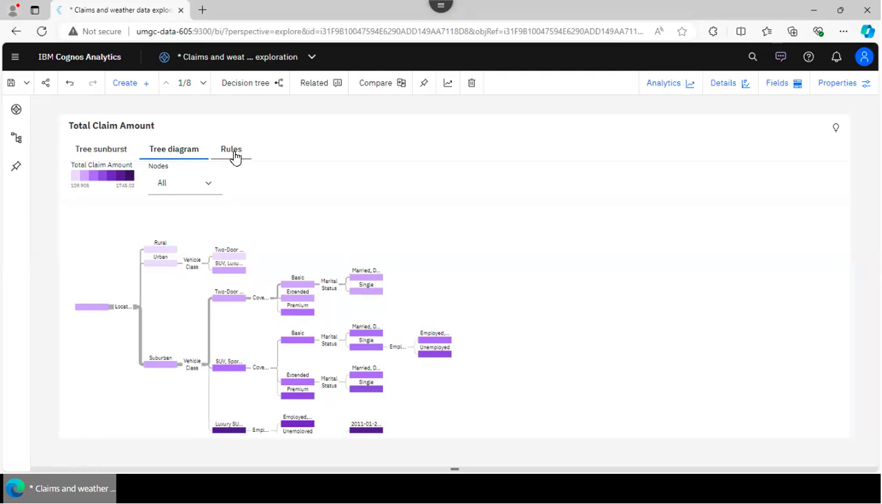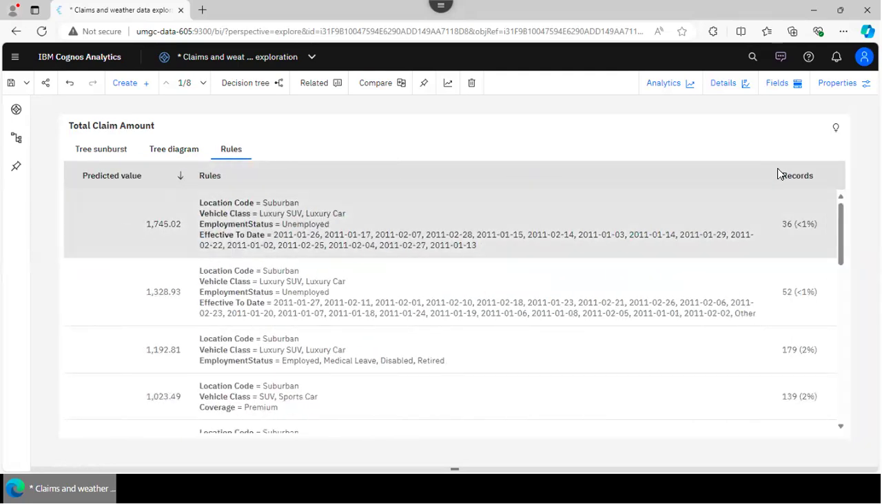What you also have is that you have rules written in English language, so to speak, right? So here you can sort the rules by predicted value, and this is a predicted value. And here you see the rule. For example, here location code is suburban, that's a vehicle class. Employment status is unemployed. And here are the coverage effective to date. And this rule applies to 36 records, right? Under 1% of data.